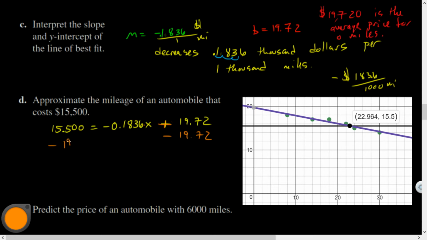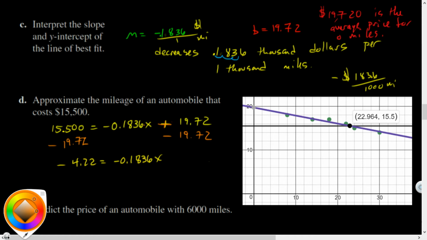So subtract. Now it's not lined up, but that's fine. 19.72 from that. I'm going to reach for a calculator. 15.5 minus 19.72. That sounds negative to me. Nope, I just wrote it wrong, guys. Man, I'm off my game. Negative 4.22 equals negative 0.1836x. How do I get rid of that number in front of the x? Yeah, divide.